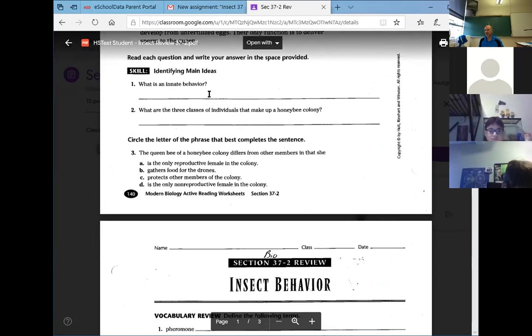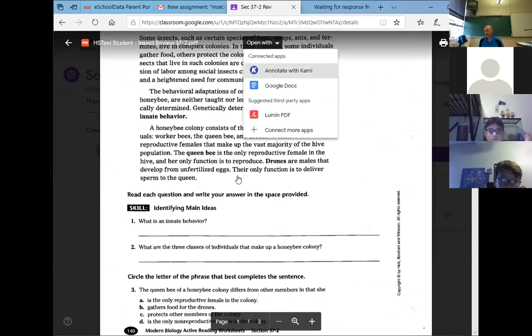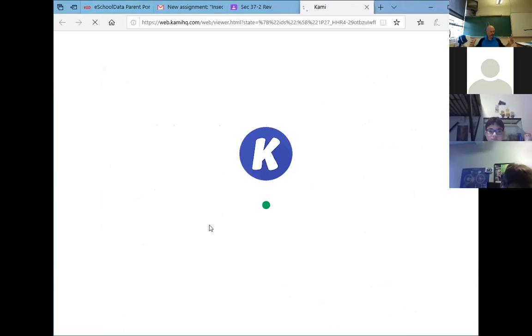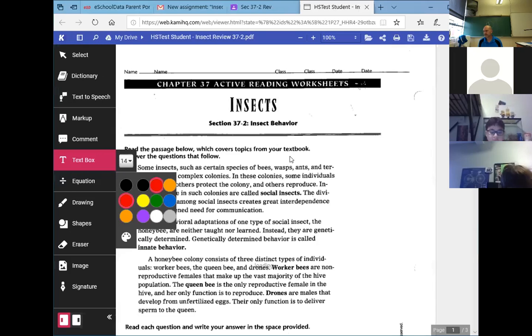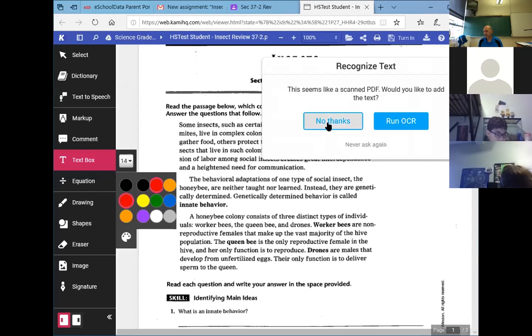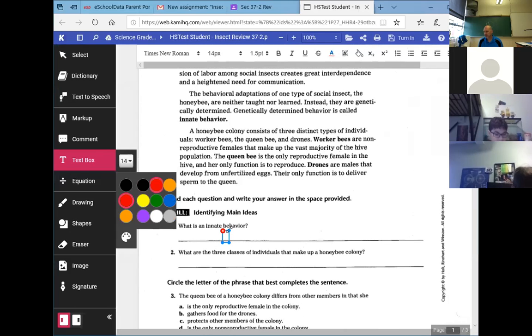It's up and running. What's innate behavior? You know this one. I have to open with Cami. It's a genetically inherited trait. So, text box, and you would just type genetically inherited trait.